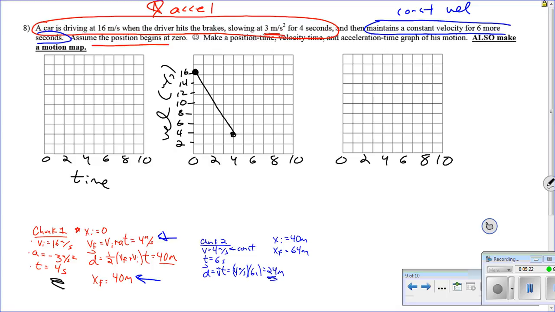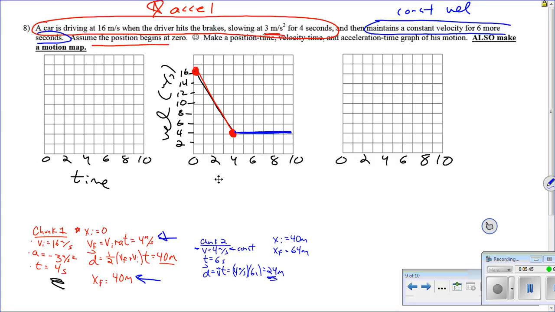There's chunk number 1. You know what? Let me do this. Here's chunk number 1. We'll do it in red. Keep up with the color coding that we used at the beginning. So there's chunk number 1. All right, and then in chunk 2, his velocity just stays at 4. So his velocity just stays at 4.